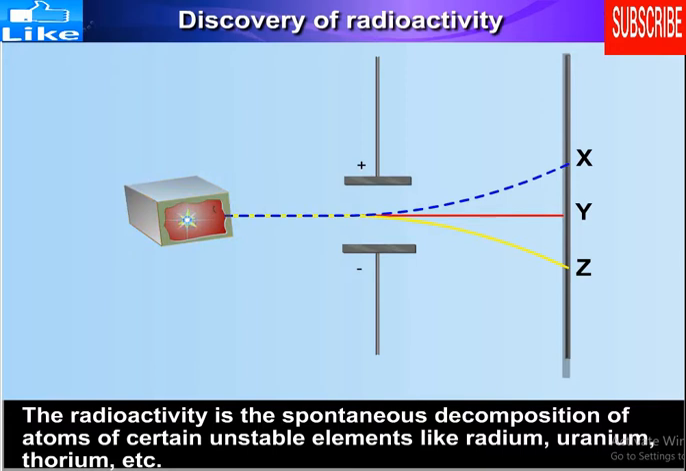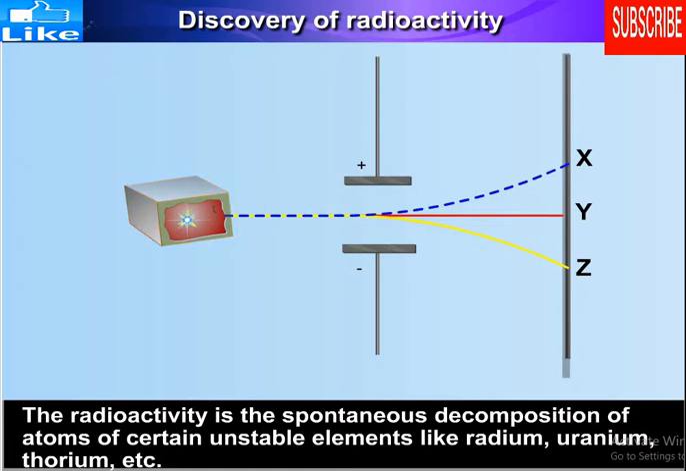When these particles were tested for electrical charge, by passing through strong electric field, the behavior was classified into three types. 1. The positively charged particles were found to deflect from the path towards negative electrode. These positively charged particles were named as alpha particles.